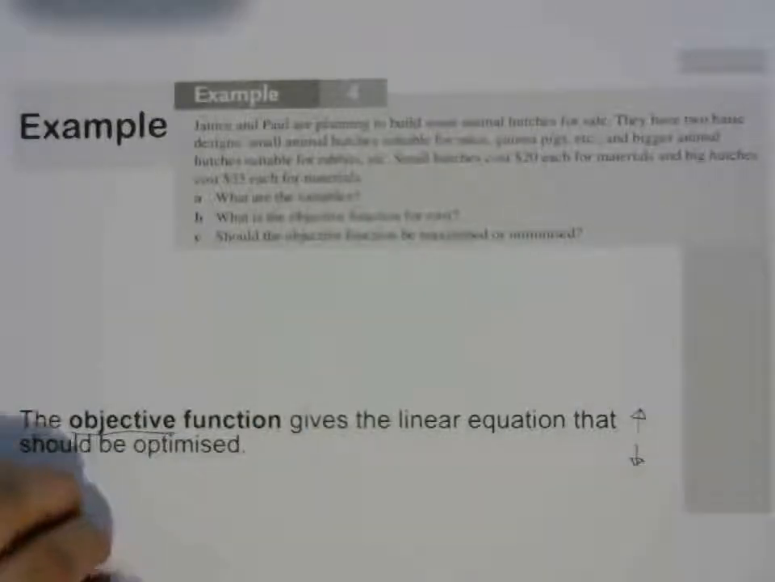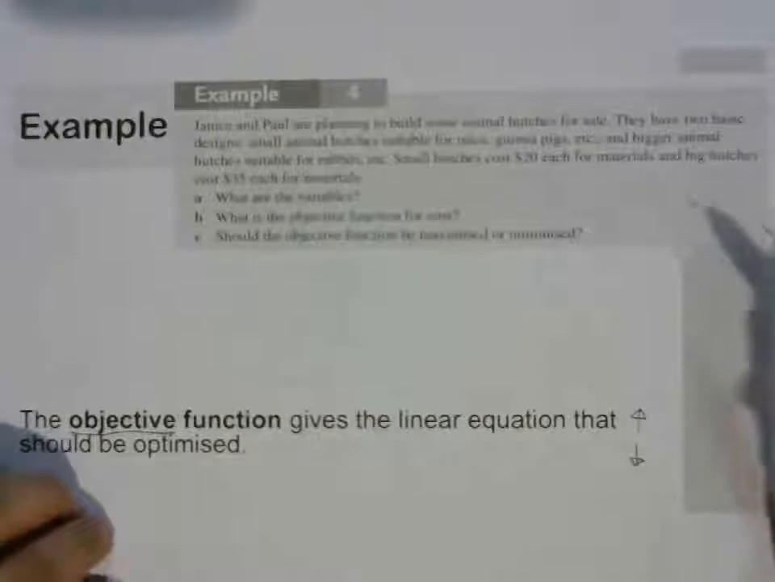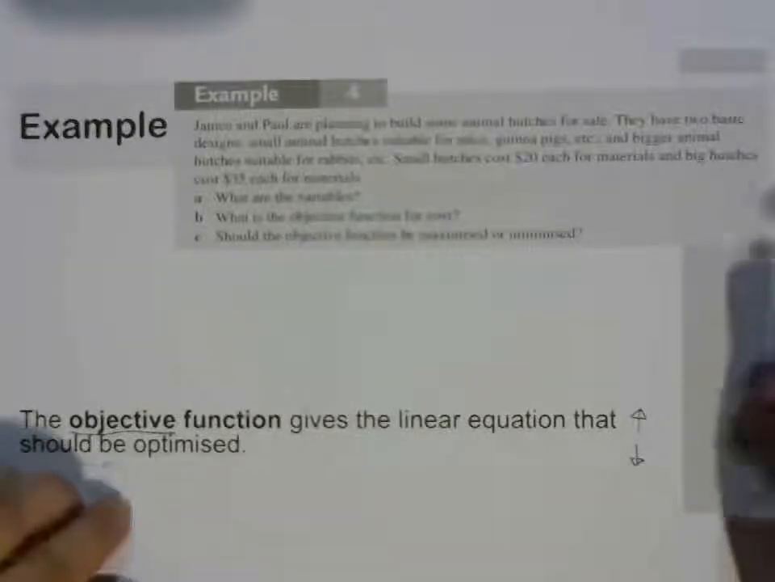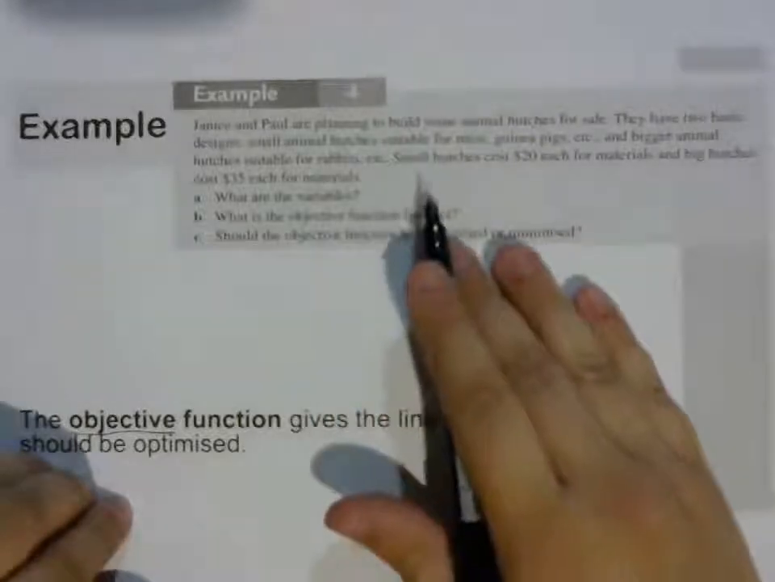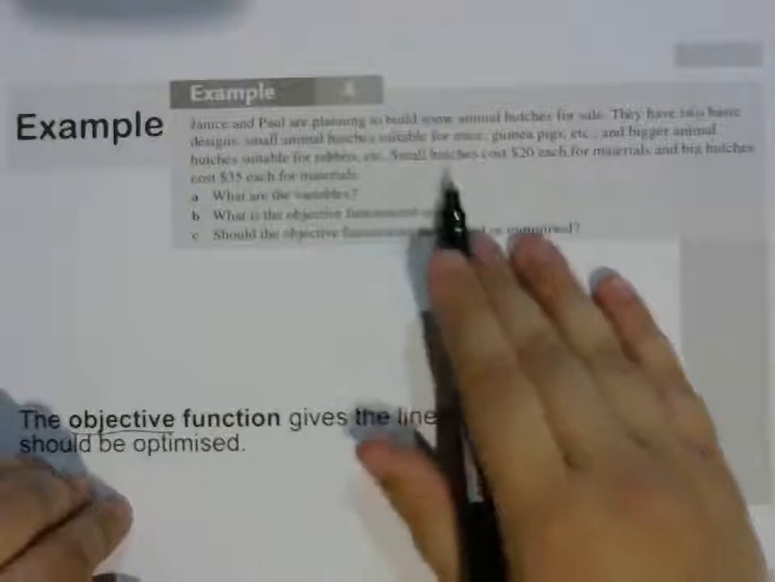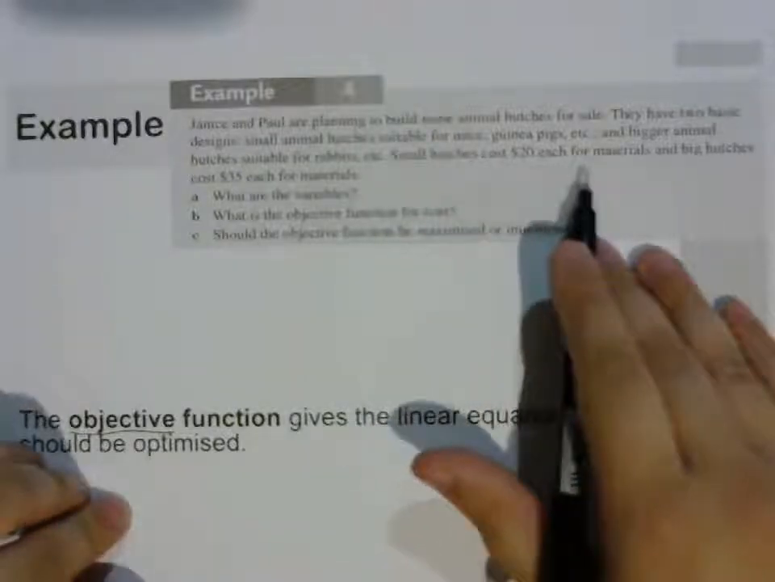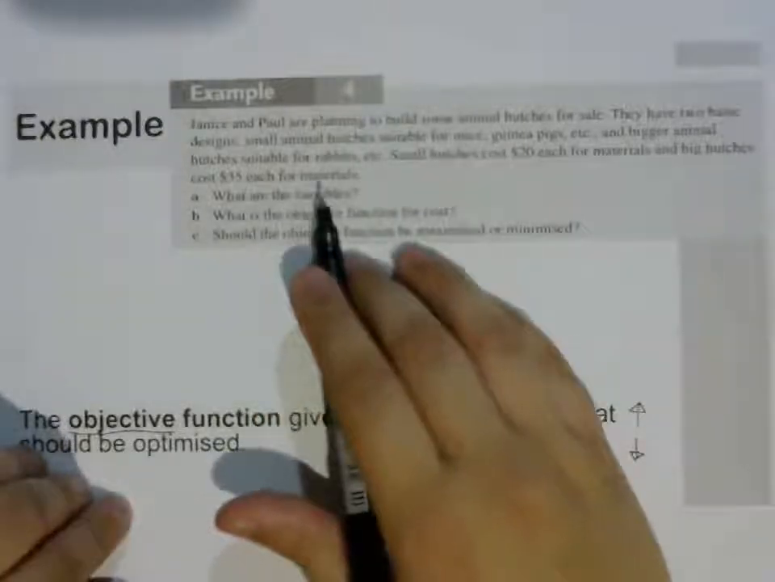So here we've got a simple example. Janice and Paul are planning to build some animal hutches for sale. They have two basic designs: small animal hutches and big animal hutches. Small hutches cost $20 each for materials, and big hutches cost $35 each for materials.